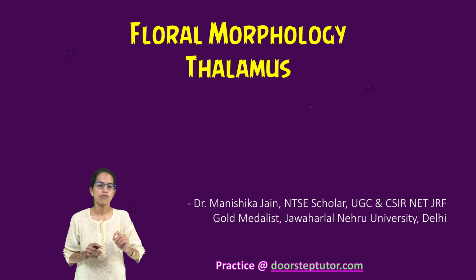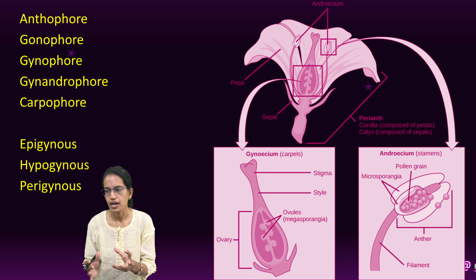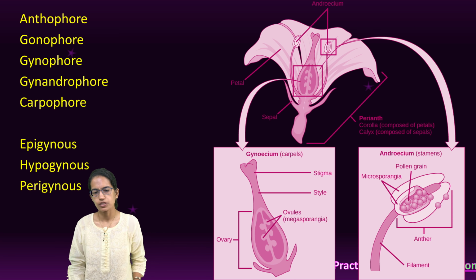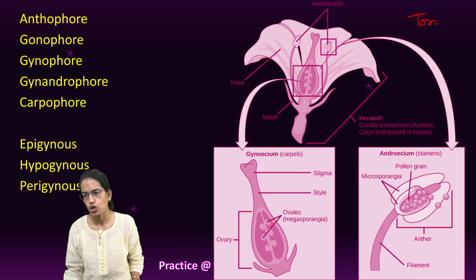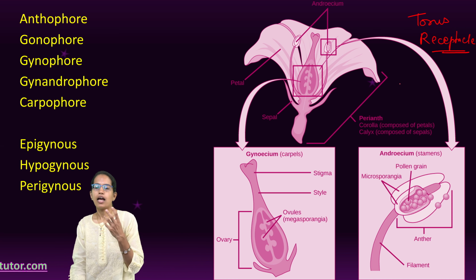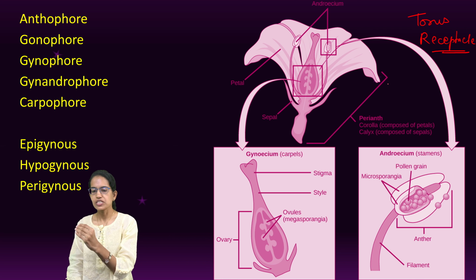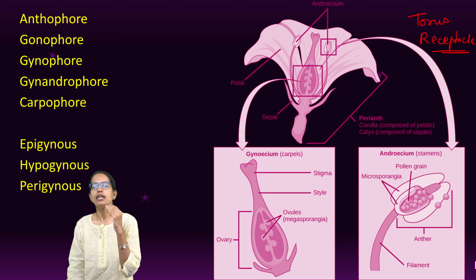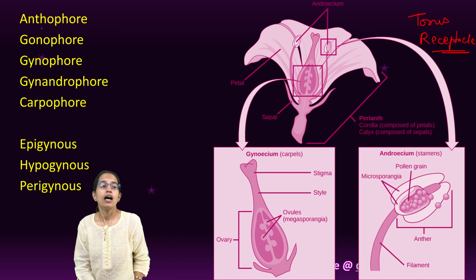In floral morphology, let's talk about thalamus. Now, thalamus is an interesting part. It is a broad swollen part which is present at the base, and this swollen part is also known as torus or receptacle. Now, this thalamus has been explained as one of the major parts which is at the tip of the pedicel, and there are various names through which we can understand it.